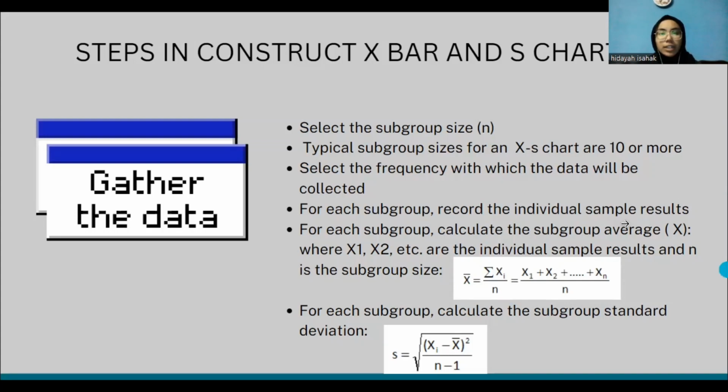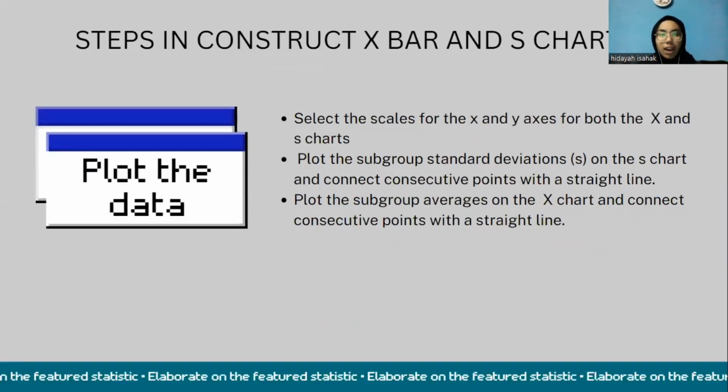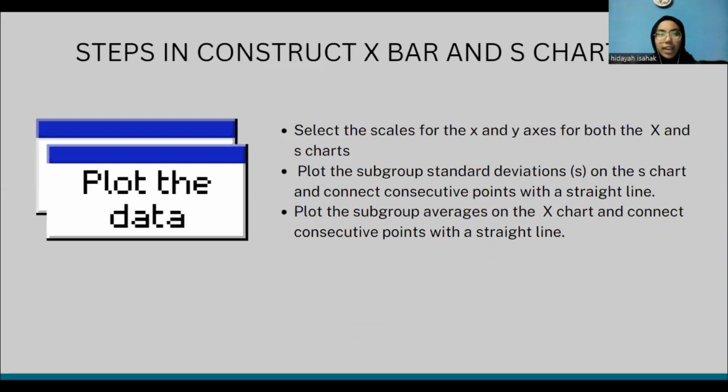The second step, we need to plot the data. In this step, we have to select the scale for the X and Y axis for both the X bar and S chart. Plot the subgroup standard deviation on the S chart and connect consecutive points with a straight line. And then we plot the subgroup average on the X bar chart and connect consecutive points with a straight line.